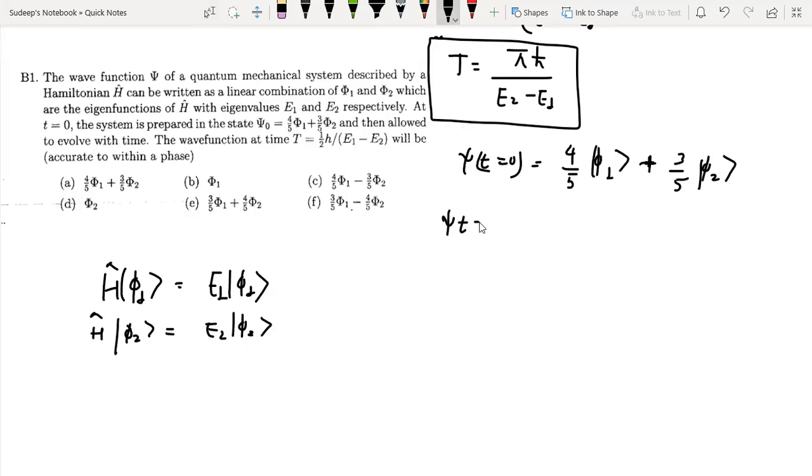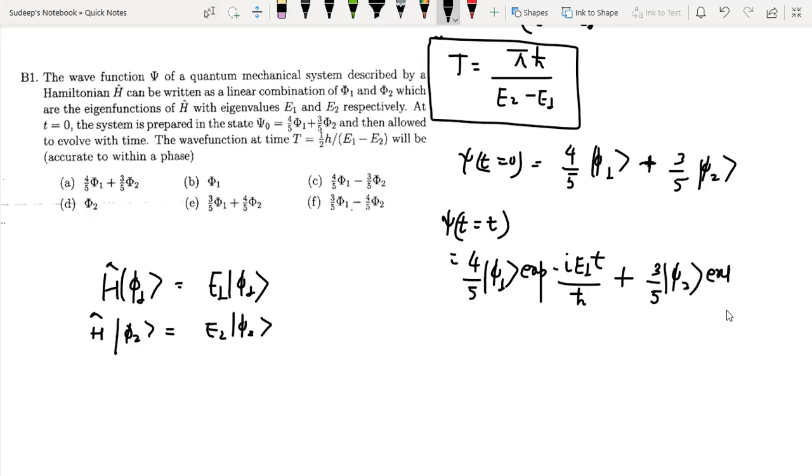So at any later time t equals small t, let me write, it will be 4 upon 5 phi 1 and then exponential of minus iota E1 t upon h cut ket, and then plus 3 upon 5 phi 2 exponential of minus iota E2 t upon h cut ket. Okay, and it is given E1 minus E2, it implies E1 would be greater. So let me do it. So the wave function at any later time t, which is given to us, would be.